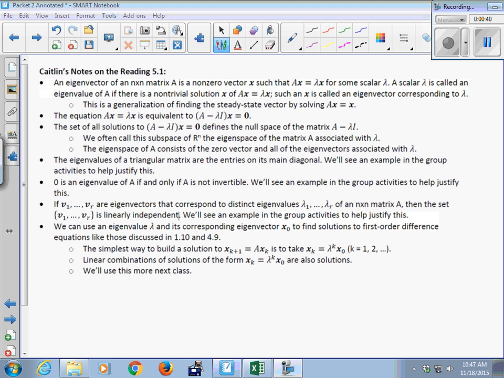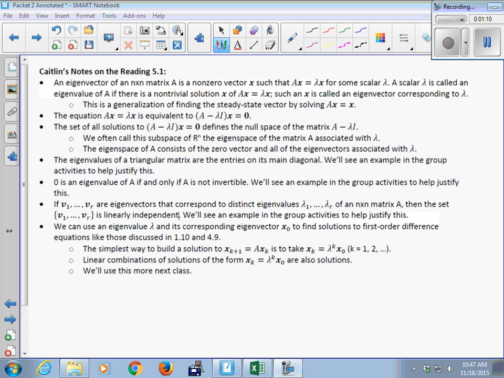So let's look at the notes. The most important thing from today's notes is the definition of an eigenvector and an eigenvalue. An eigenvector is a vector x such that Ax equals lambda x for some scalar lambda. Any vector so that if you multiply a matrix A times it, you get a multiple of that vector as the output. The scalar that pops out, lambda, is called an eigenvalue.